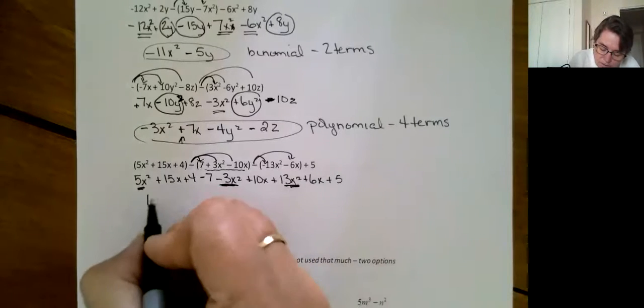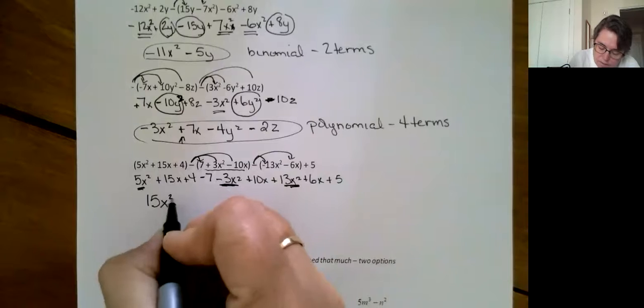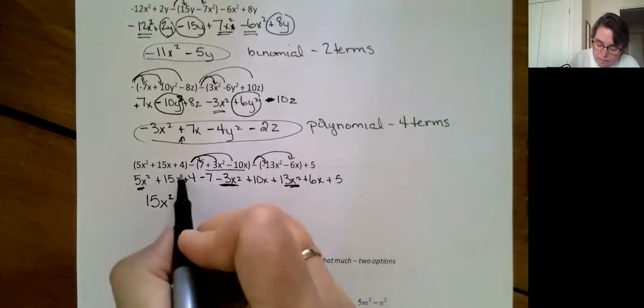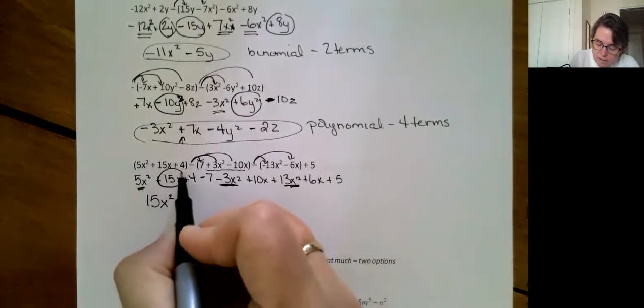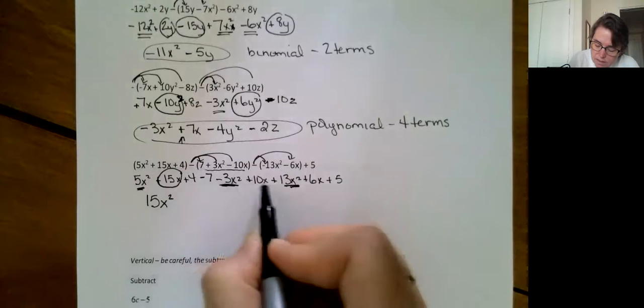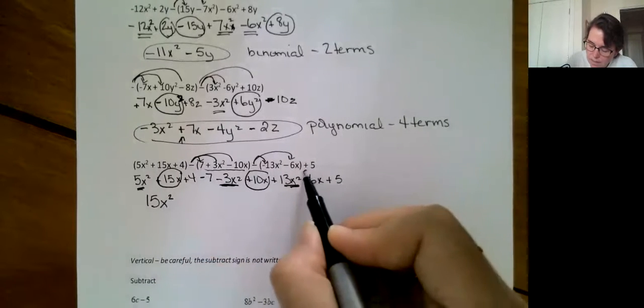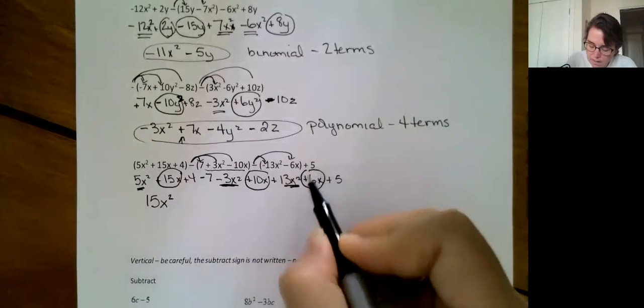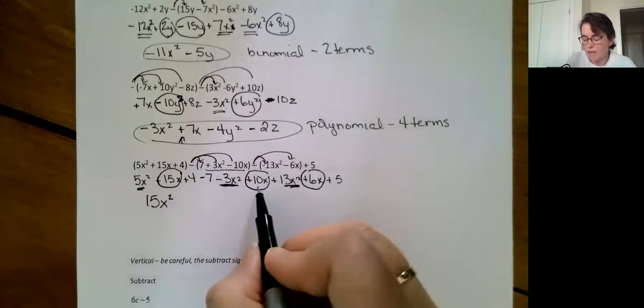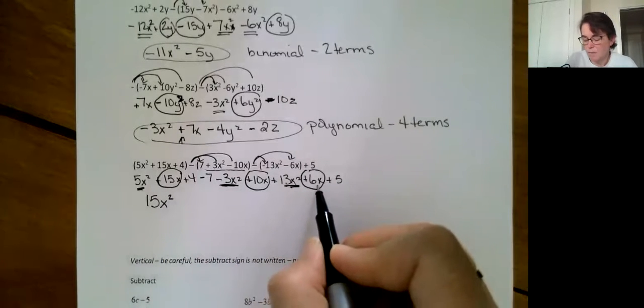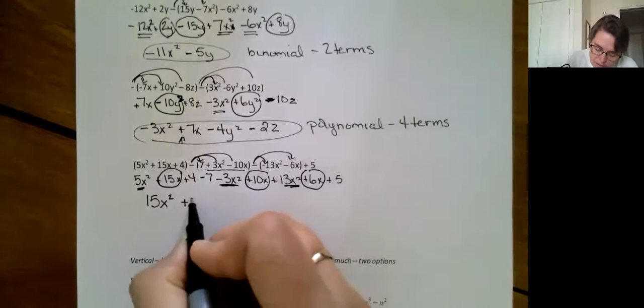So that's going to give me 15x squared. And x is 15 and 10 and 6. So 15 and 10 is 25, plus 6 more is plus 31x.